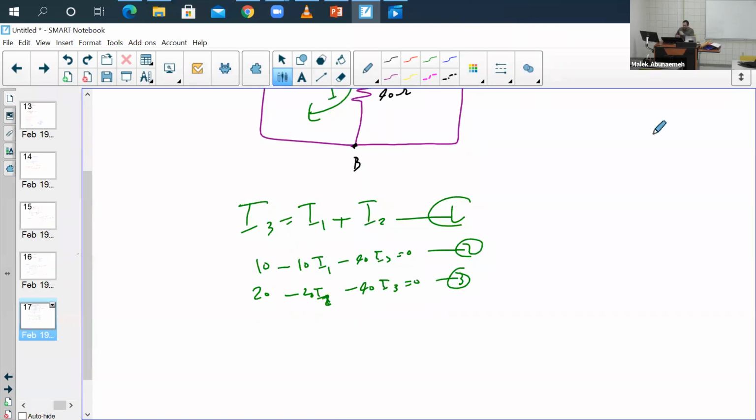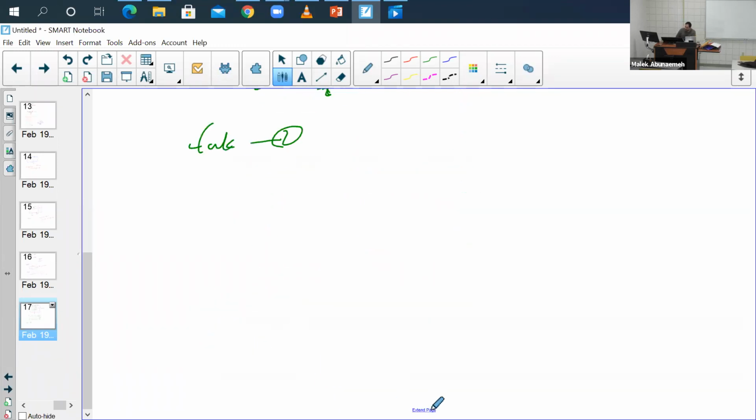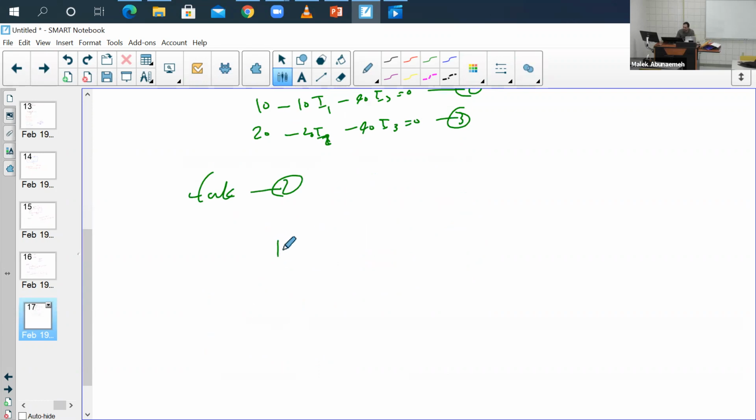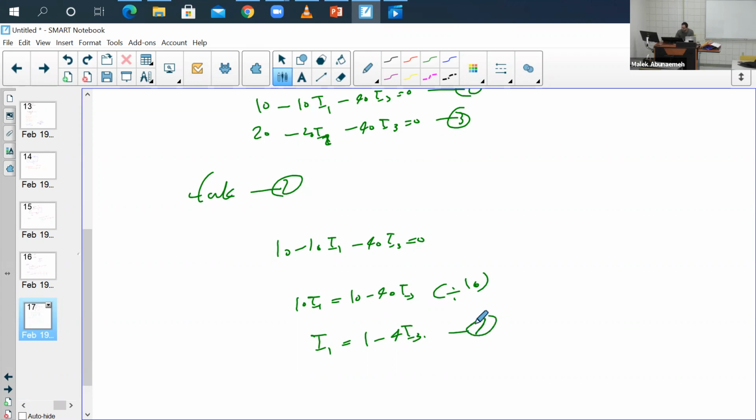Now, let's take equation 2. Let's solve for equation number 2. That means your 10 minus 10 I1 minus 40 I3 equals 0. Move this to the other side. So what you're going to get? 10 I1 is going to equal 10 minus 40 I3. You can divide all sides by 10. So you're going to have I1 is going to equal 1 minus 40 divided by 10, which is 4 I3. Let's call this equation 4.